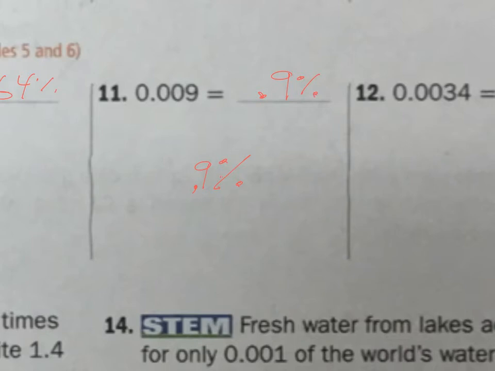Okay. I can always check it to make sure I'm right. If I have 0.9% and I want to get rid of the percent, I have to go over 2. 1, 2. And put that there. And by going over that way, I get rid of this. And did I start with that? I sure did. So I can go back and forth.